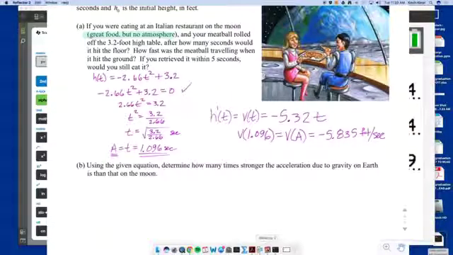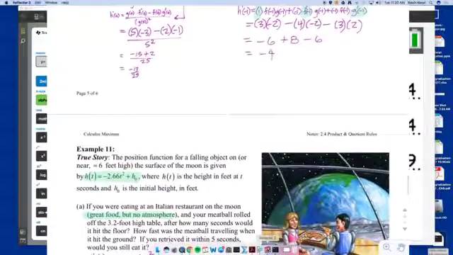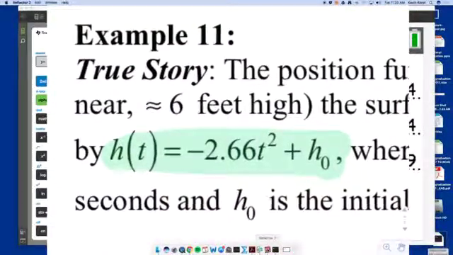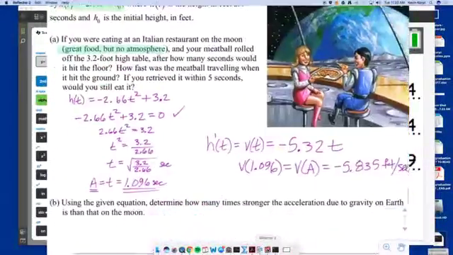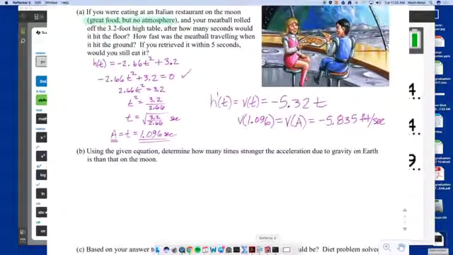But anyway, part B, using the given equation, determine how many times stronger the acceleration due to gravity is on Earth than it is on the moon. And since this is a true story, this should be an accurate number. How are we going to figure out the acceleration due to gravity on the moon?